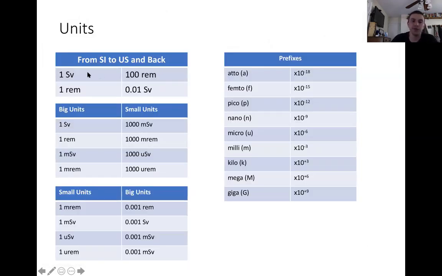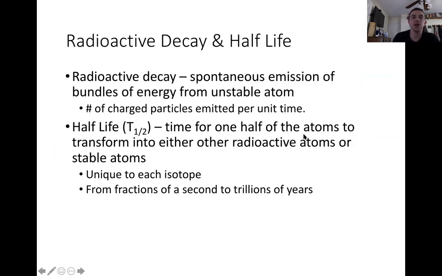We talked about conversion from sieverts to REM and back. We did a lot of tedious homework calculations on this stuff. It's important to know the prefixes and what they denote. Really, the common ones are going to be micro, milli, kilo, mega, and giga. It depends if you're talking about SI units or US units. It's good to know at least the ones that are more often used.